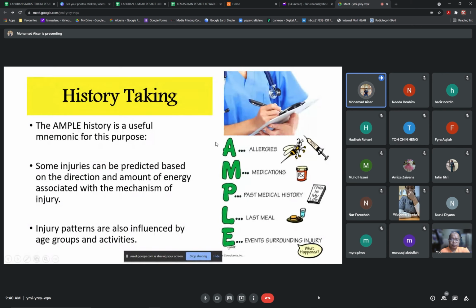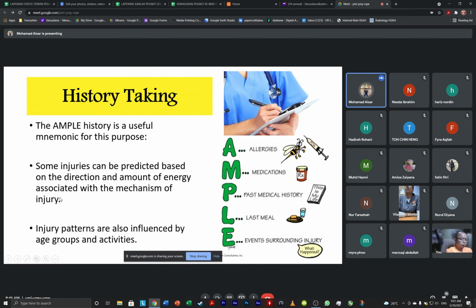M for medication. So it can tell us about the underlying medical condition that patient is having. P is for past medical history and P also for pregnancy. So we need to rule out pregnancy in female patient so that we can prevent radiation exposure when we do X-ray. L is for last meal and E for events surrounding the injury. So some injuries can be predicted based on the direction and also amount of energy associated with the mechanism of injury, and the patterns of injury are also influenced by the age group and also activities.